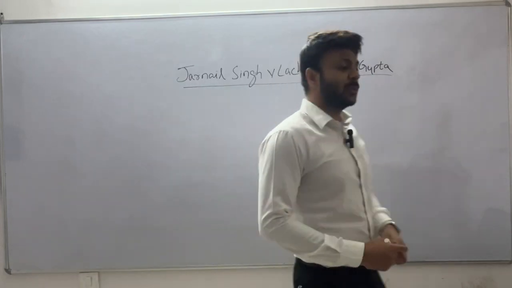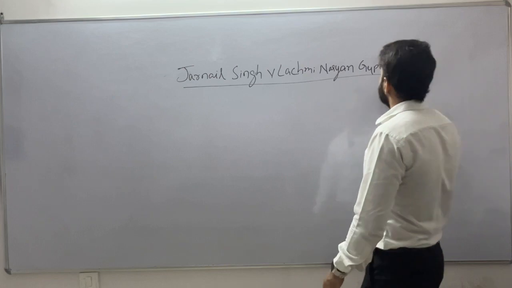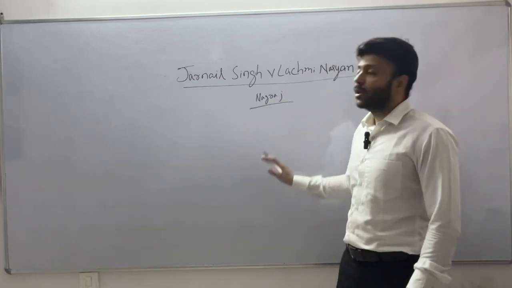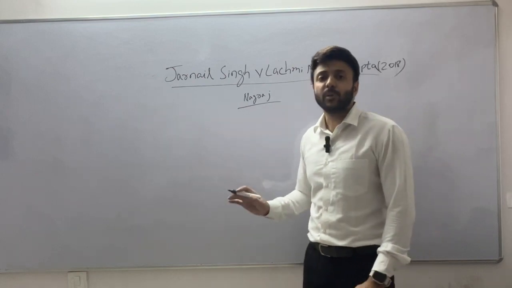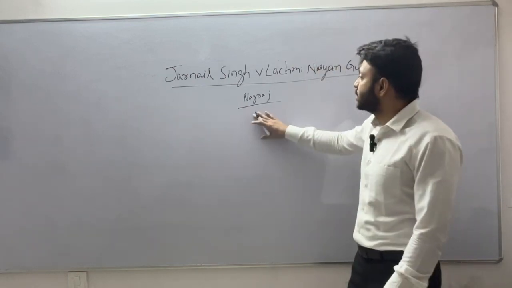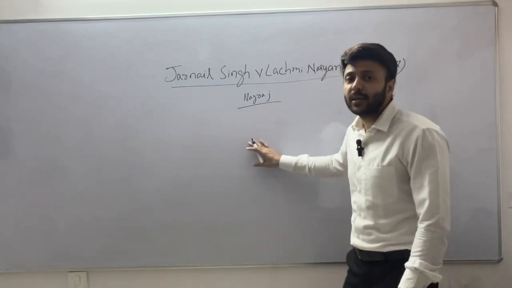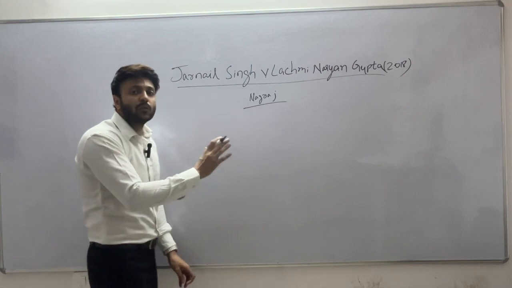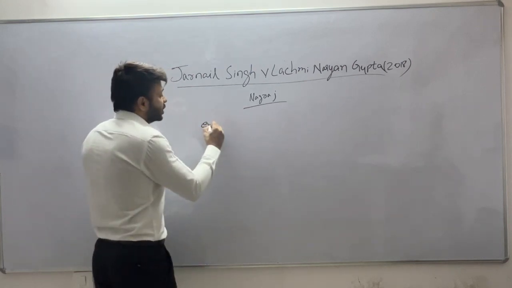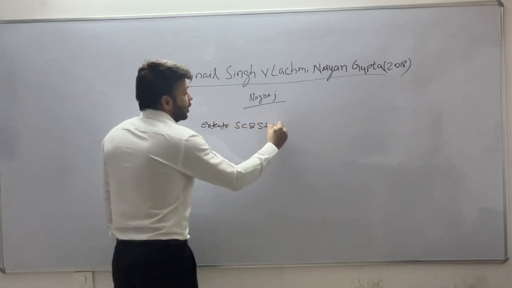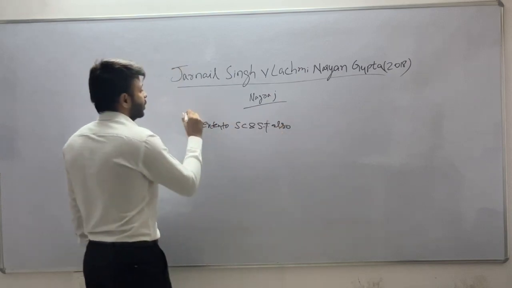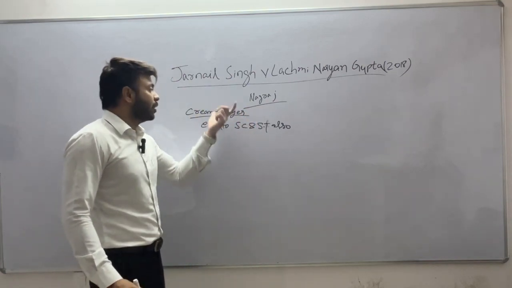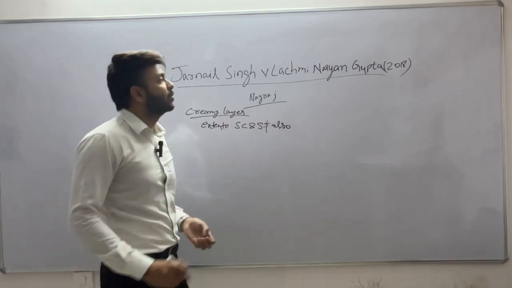In Jarnail Singh versus Lakshmi Narayan Gupta, which was decided in 2018, it held that the judgment given in Nagaraj does not need reconsideration. The 77th Amendment, 81st Amendment, 82nd Amendment and 85th Amendment are all valid. It also held that the criteria for further backwardness is not necessary. But it added that the creamy layer concept, which was given in Indra Sawhney versus Union of India, will extend to SCs and STs also, which means those people who belong to SC/ST but come under the creamy layer will not get reservation. This was held in Jarnail Singh versus Lakshmi Narayan Gupta.